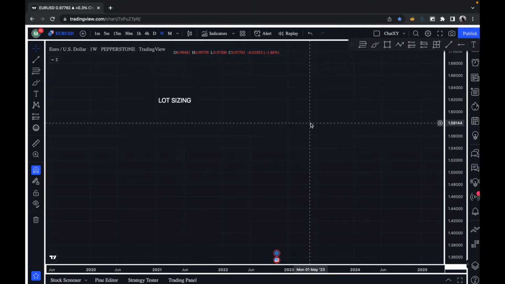So lot sizing is using a reasonable lot size that is commensurate to your account for trading. You can't have a $100 account and you are trying to open one standard lot. Sometimes the broker will even stop you from opening the position, or when you are able to open the position, your account gets blown immediately because the lot size is way too big for the account size. So first of all, you have to know how to use your lot size.